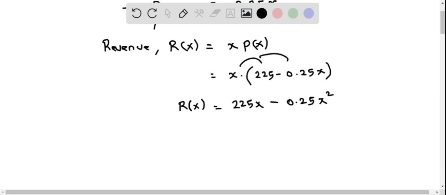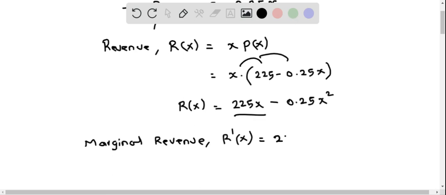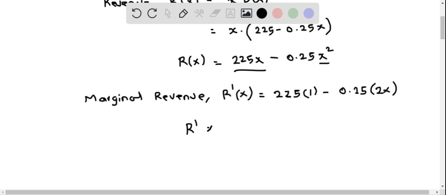Now let's determine the marginal revenue function. And this is given by the derivative of the revenue function, R prime of x. So we find the derivative of the right side expression. The derivative of 225x is 225, and the derivative of x is 1, so it is 225 times 1 minus 0.25. The derivative of x squared is 2x, using the power rule of derivatives. So let's simplify this. We get R prime of x equals 225 minus 0.25 times 2x, which is 0.5x. And so this is the marginal revenue function.